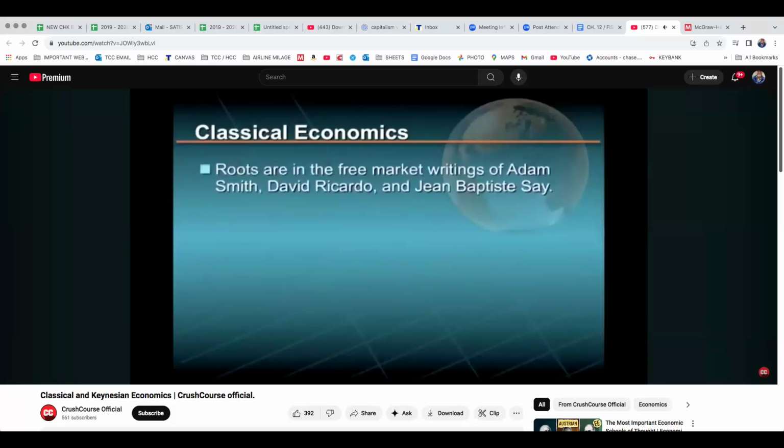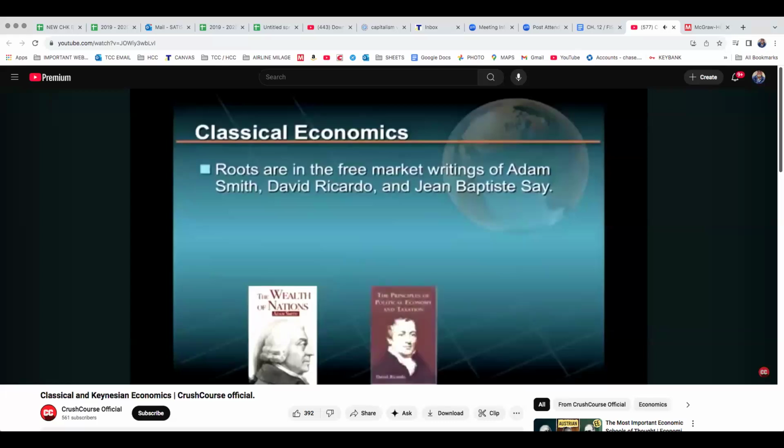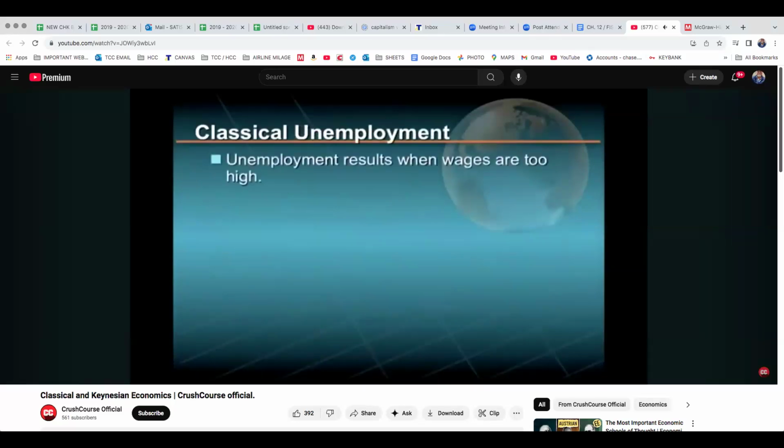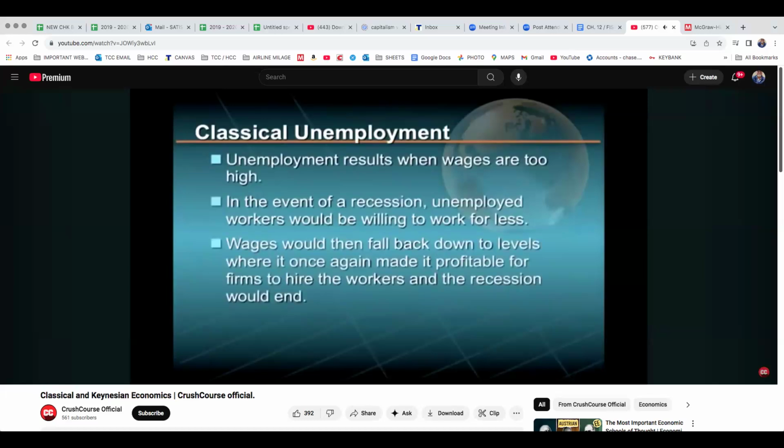Classical economics has its roots in the free market writings of 18th century economists like Adam Smith, David Ricardo, and most importantly, Jean-Baptiste Say. These classical economists believed that the problem of unemployment was a natural part of the business cycle, that it was self-correcting, and most importantly, that there was no need for the government to intervene in the free market to correct it. They blamed unemployment on wages that were too high and believed that in the event of a recession, unemployed workers would be willing to work for less. Wages would then fall back down to levels where it once again made it profitable for firms to hire the workers, and the recession would end.